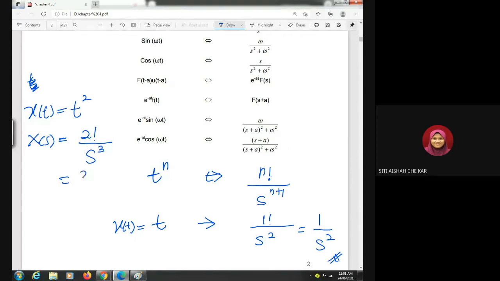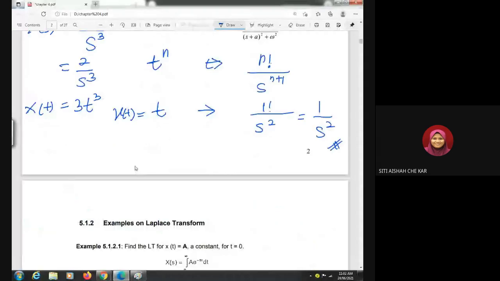Okay, let's say I have xt equals 3 t kuasa 3. Berapa? So my Laplace is 3 bahagi 3 factorial bahagi dengan S kuasa 4. Okay, yang ni? So dia dapat 6 bahagi dengan S kuasa 4, ni kena darab 3 lah.